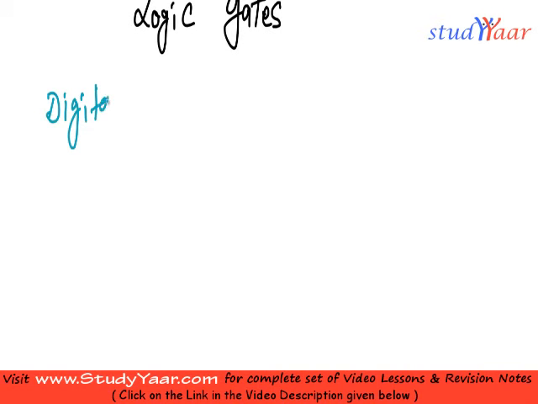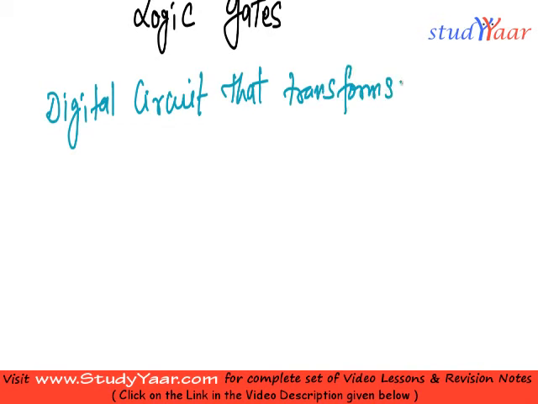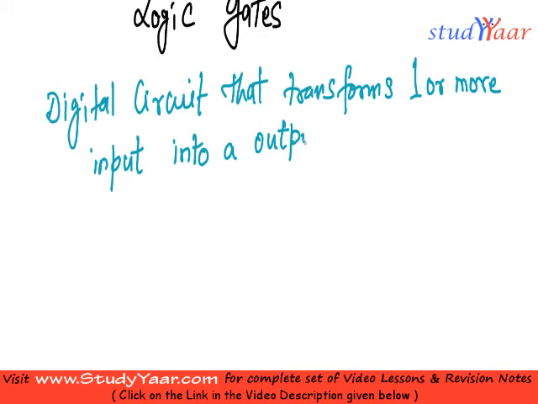In this session, we are going to learn about logic gates. So, what is a logic gate is the first question. I say a logic gate is a digital circuit that transforms one or more inputs into an output using a fixed rule.